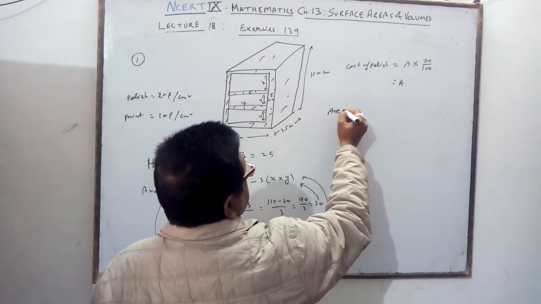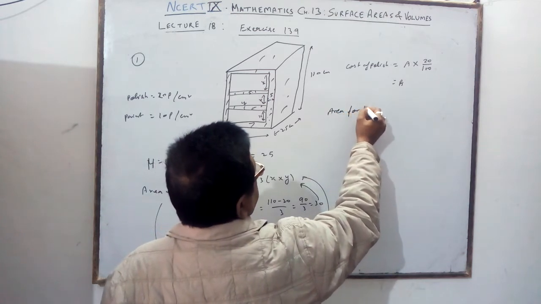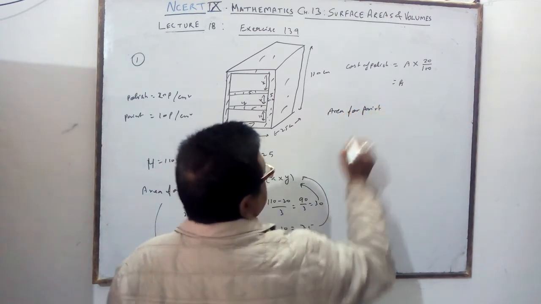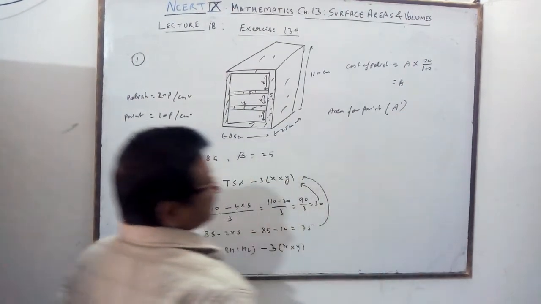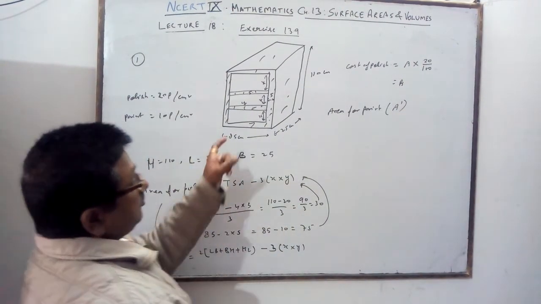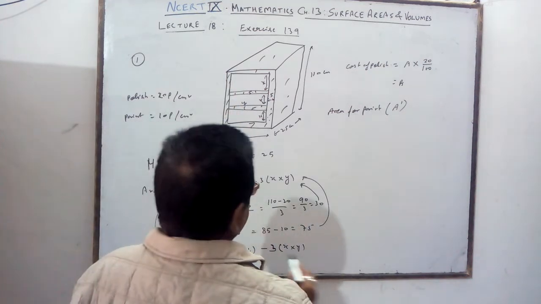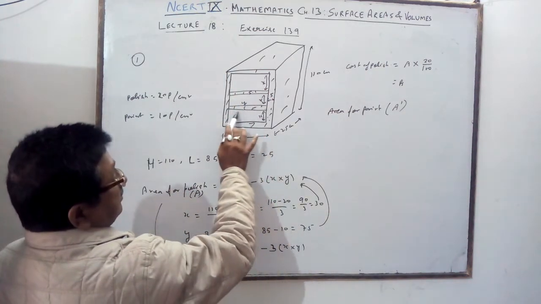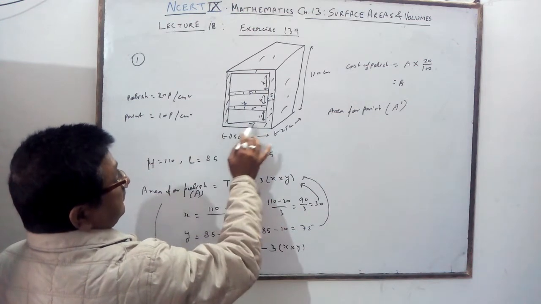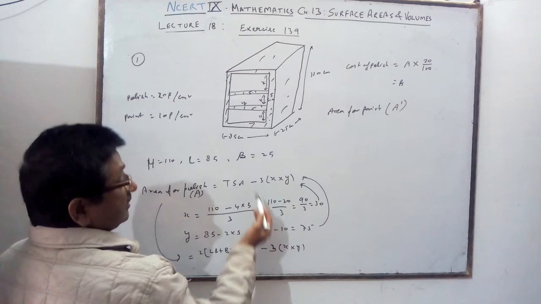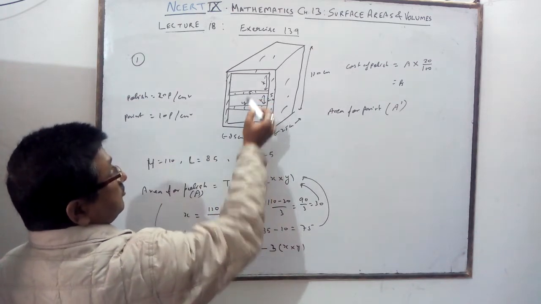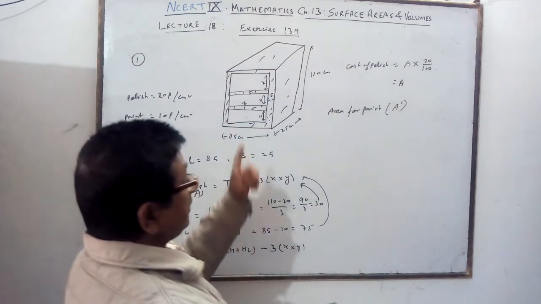Area for paint. You are getting the area for paint as A dash. Suppose A dash is for 3 cabinets. X is already the front wall, which you don't paint. TSA minus front, TSA minus XY. Like here, how many XY? 1, 2, the 1 for 1, and 3 times of this.